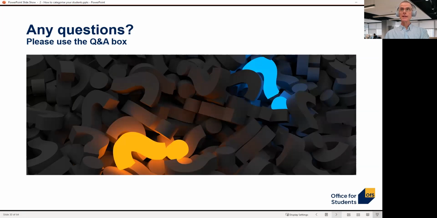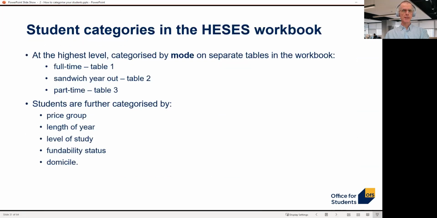So let's press on then. To recap, at the highest level, we've got separate tables in terms of categorising students. We've got separate tables which split them by mode. And then within each of those, we're going to further categorise students by these attributes: price group, length of year, level of study, fundability status, and domicile.